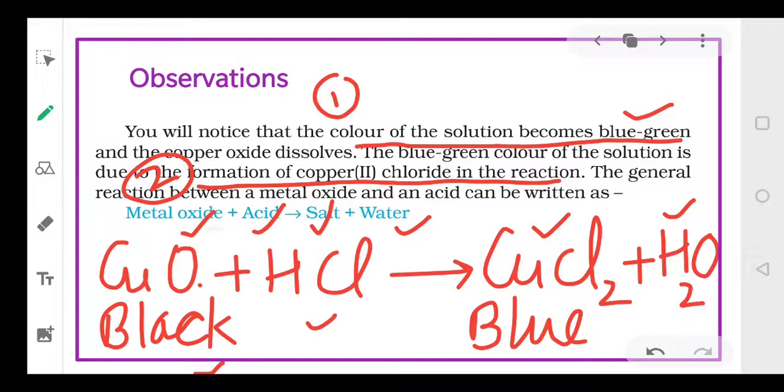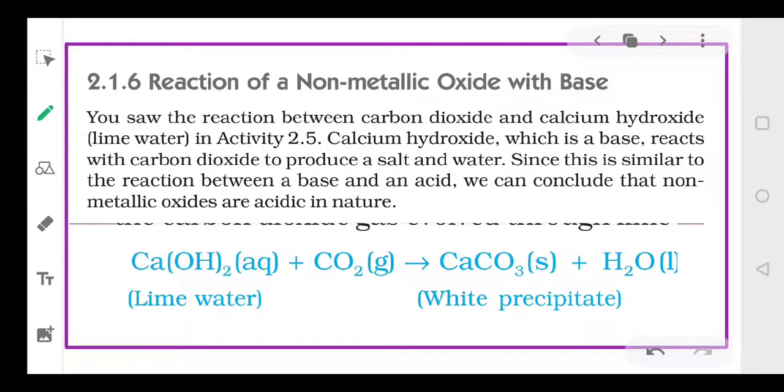Okay, let's come to the next activity, that is reaction of non-metallic oxides with base. Now again we need to understand what a non-metallic oxide is. Non-metallic oxide means the oxides of non-metal. Suppose there is sulfur, there is carbon. These are called non-metals.